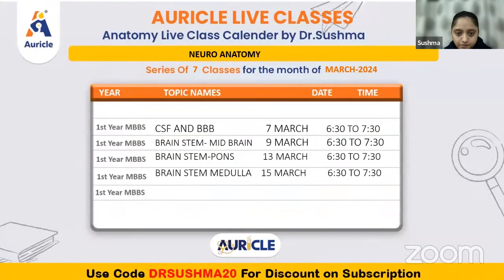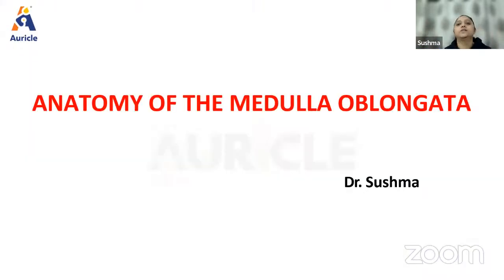This is the tentative schedule that we have. From 17th onwards, we'll be starting with cerebellum and basal ganglia, going into the motor aspects of it. And in today's class, we will be starting with the anatomy of the medulla oblongata.